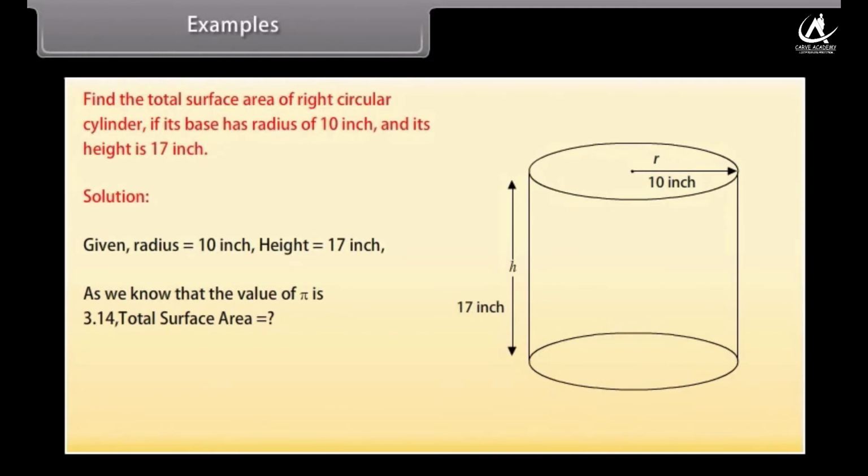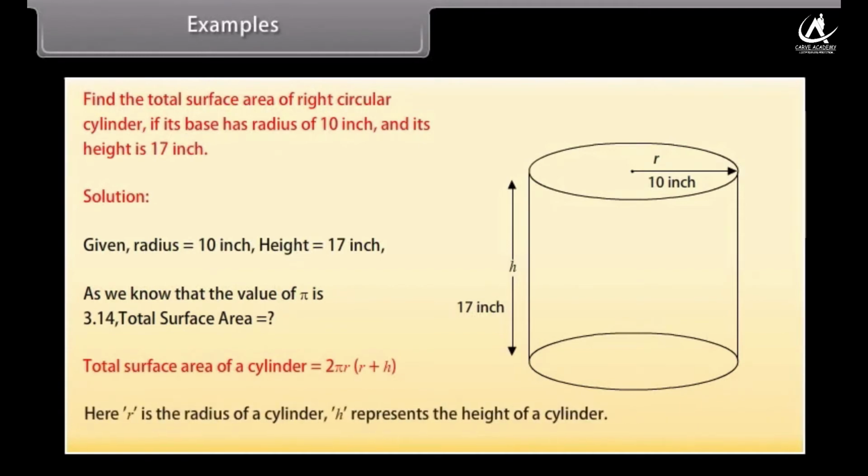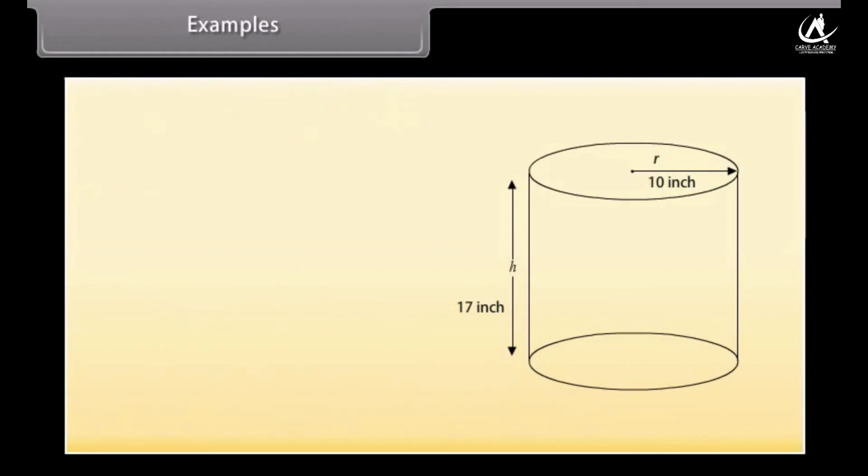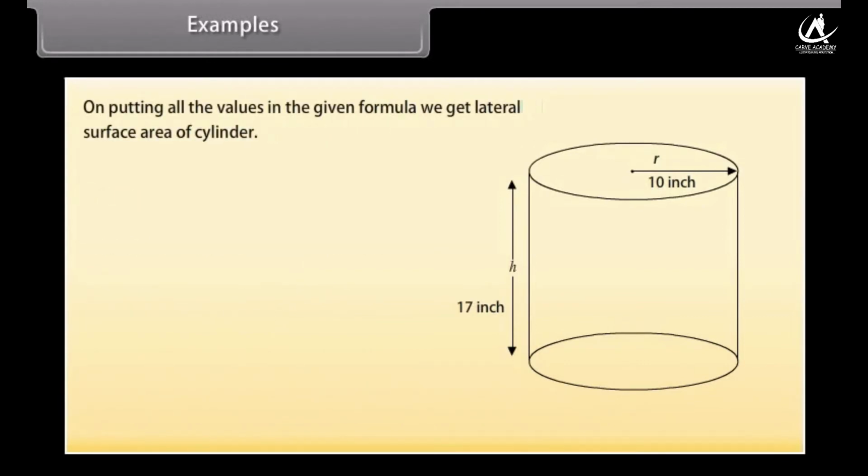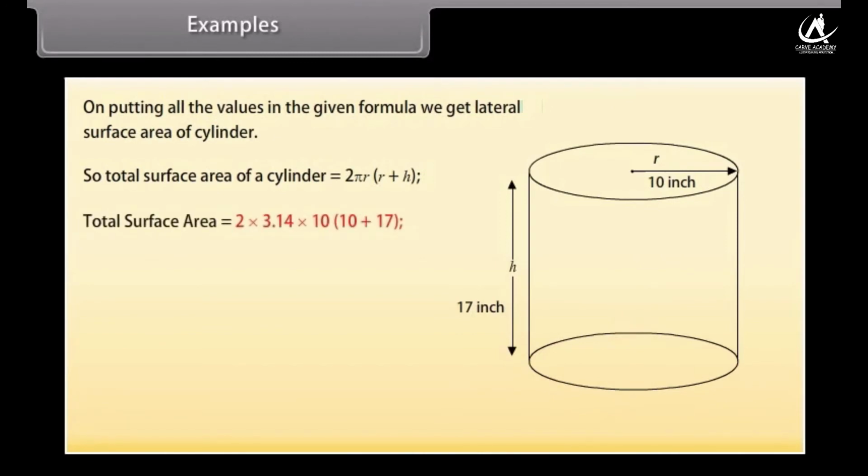We know that the formula for finding the total surface area of a cylinder is given by total surface area of a cylinder is equal to 2 pi r into r plus h. Here r is the radius of a cylinder and h represents the height of a cylinder. On putting all the values in the given formula, we get the total surface area of a cylinder is equal to 2 pi r into r plus h. Total surface area equals 2 into 3.14 into 10 into 10 plus 17.